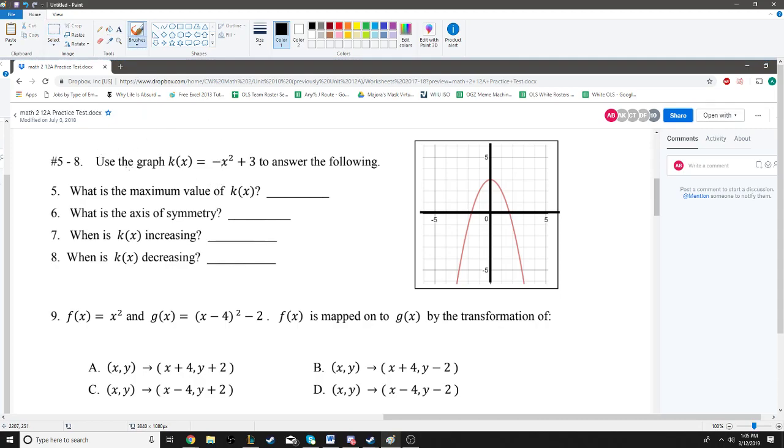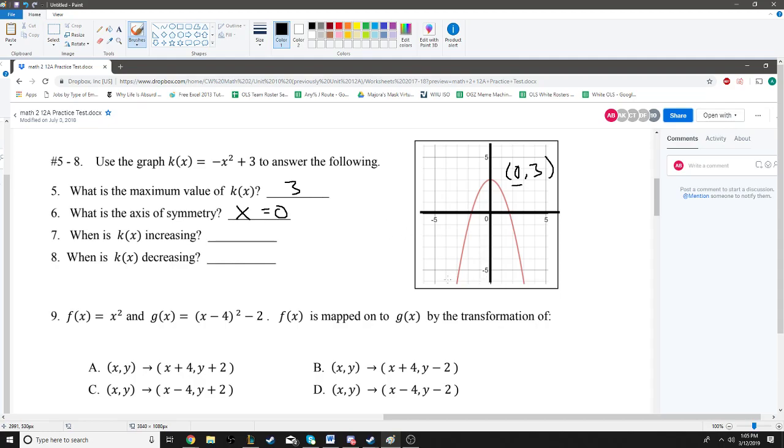Alright, so what is the maximum value of k of x? The maximum value is right here at the vertex, which is at 0, comma 3. So therefore, the maximum value is 3. The axis of symmetry is the x value. So x equals 0.